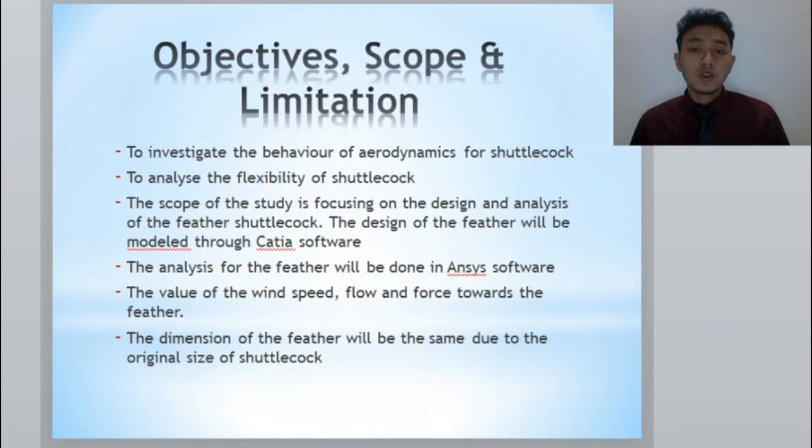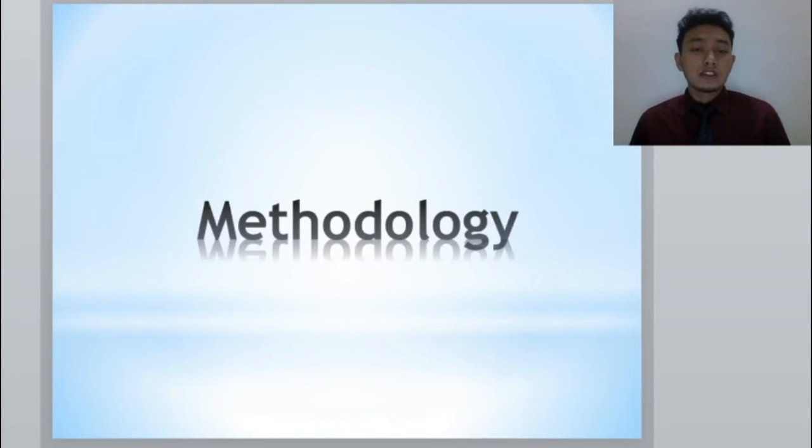Next, the objective, scope and limitation. The objective is to investigate the aerodynamic behavior of the shuttlecock and to analyze the flexibility of the shuttlecock. The scope of the study is focusing on the design and analysis of the feather. The design of the feather will be modeled through CATIA software, and the analysis of the feather will be done through ANSYS, looking at the value of the wind speed, flow and force towards the feather. The dimension of the feather will be the same as the original size of the shuttlecock, which is a limitation of the project. Next is the methodology.